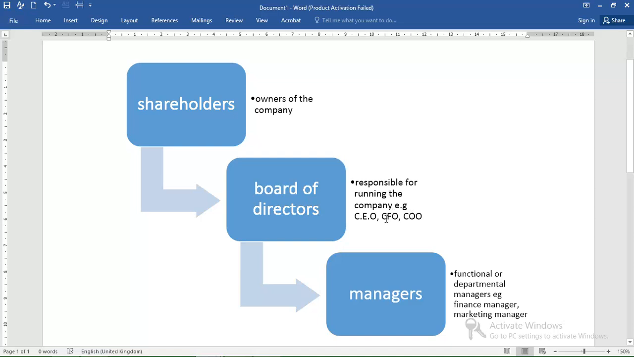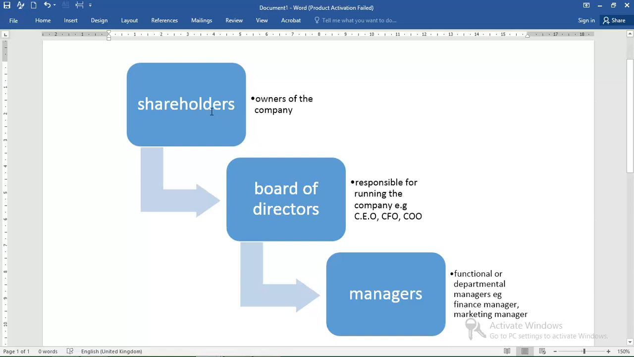Good examples of directors are CEOs. We know CEOs, we know chief financial officers, CFOs, COOs, chief operations officers. These are examples of directors in a company. They are elected by shareholders to run the company on their behalf, right? And this board of directors, of course, they can appoint. They don't now elect, they appoint managers in the company who can run certain departments: finance managers, marketing managers, departmental managers, and functional managers, things like that. That's how a company is structured, basically.